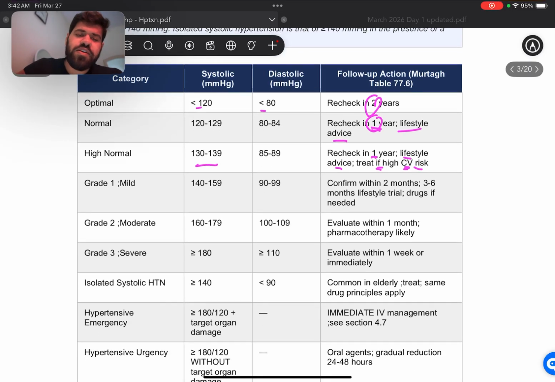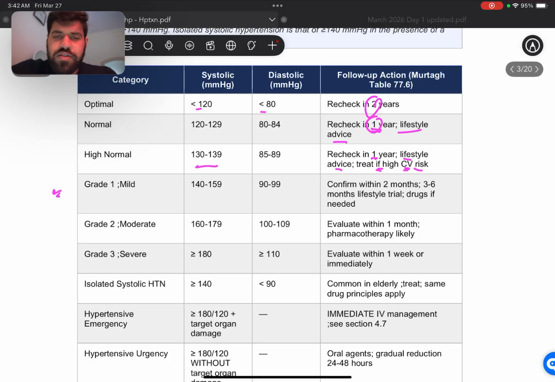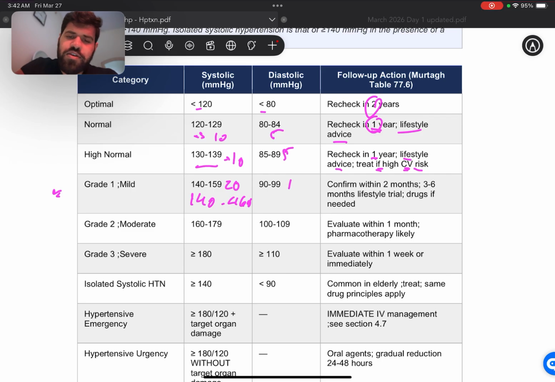Now coming up to the different gradings, and this is important because the different gradings tell us the different screening and follow-up actions that we need to do for those patients. So mild would be between 140 and less than 160. That's how I like to remember. You see that from here to here was a jump of 10, jump of 10, jump of 5, jump of 5, but now we're jumping 20 units, and here 10 units, and that's grade 1. So confirm within 2 months, 3 to 6 months lifestyle trial, drug if needed. We give them some lifestyle advice and see if there are any changes in these readings or not. If not, then we give them drug recommendations.